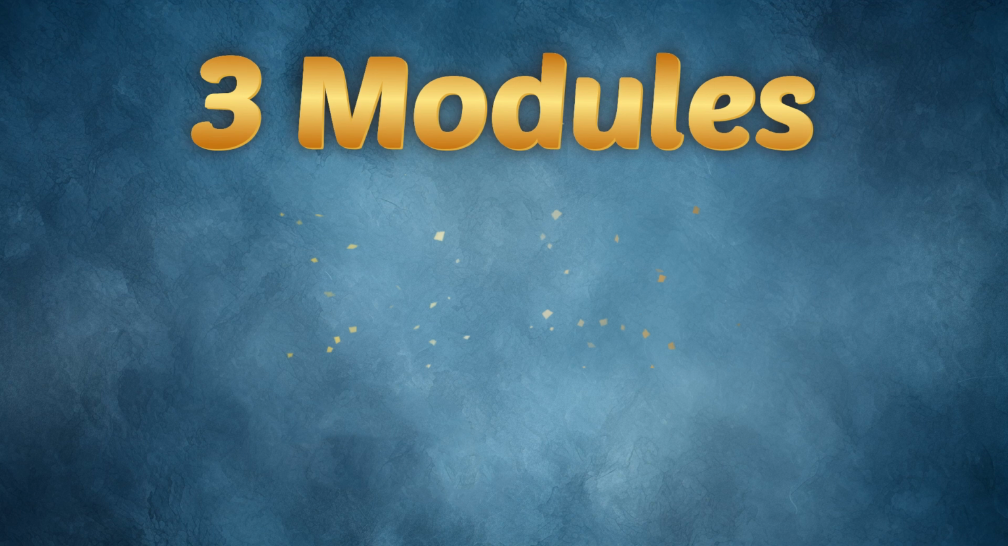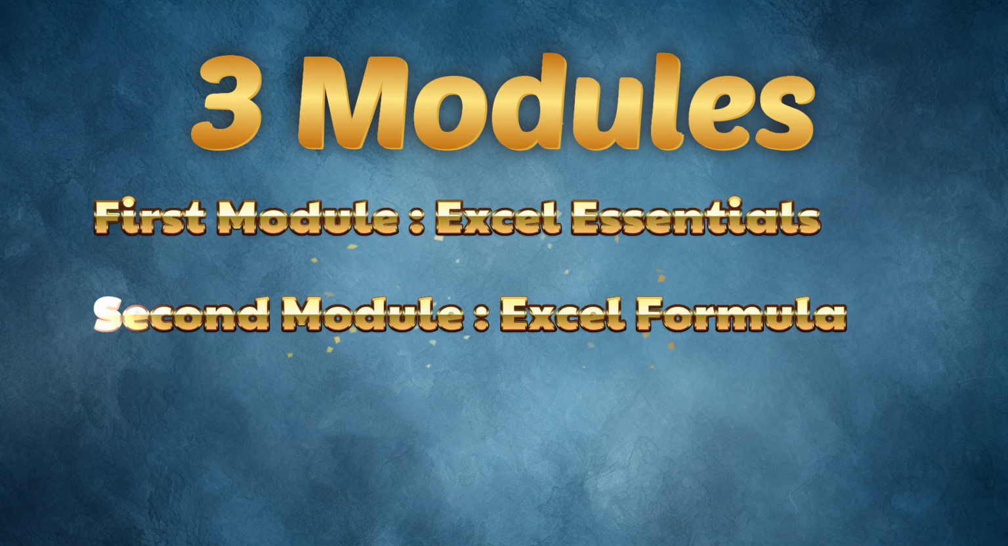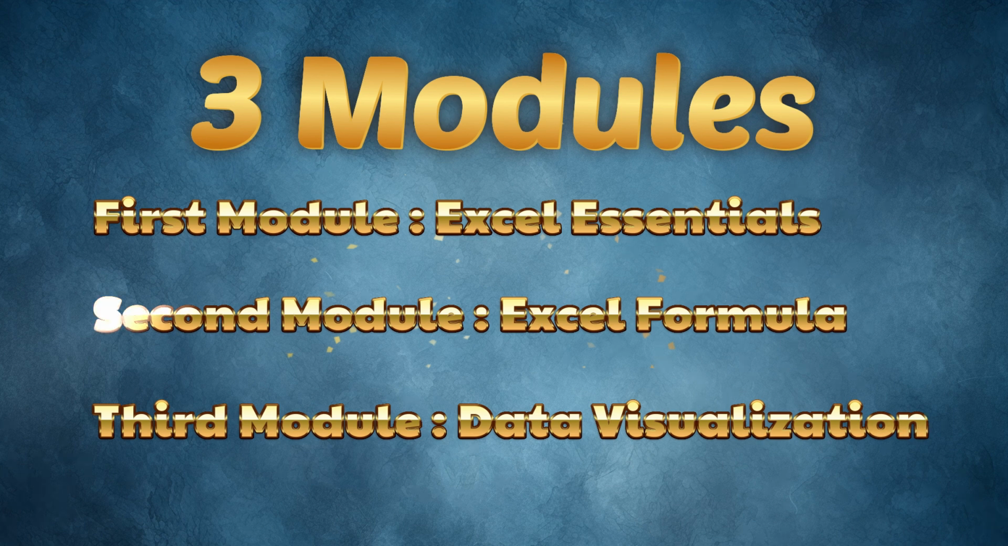We have completed 3 modules in this Excel learning series. The first module was Excel Essentials and it has 12 chapters, from chapter number 1 to 12. Module 2 covers Excel formulas and has 23 chapters, from chapter number 13 to 35. And module 3 covers data visualization and has 20 chapters, from chapter number 36 to chapter number 55.